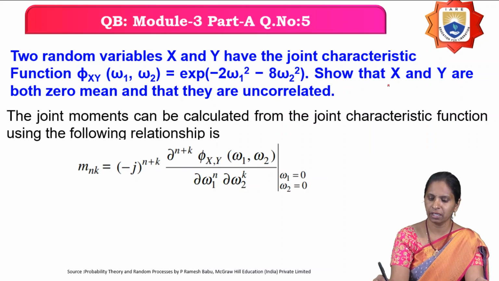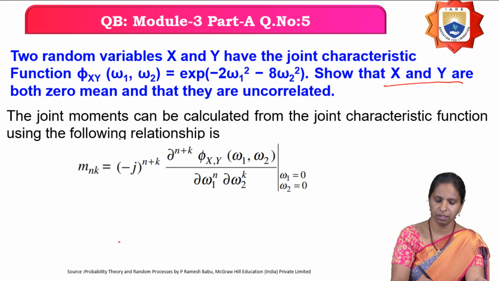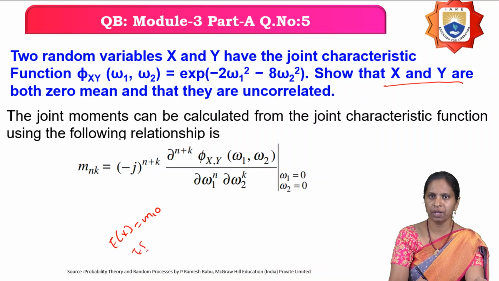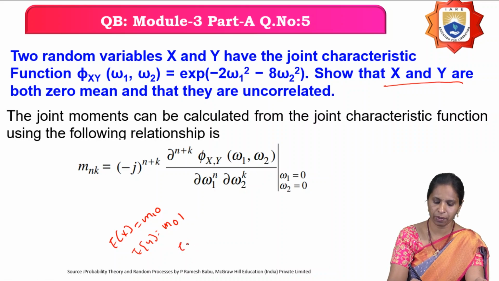In order to show that the mean of the random variable is 0, you have to calculate the mean of the random variable x, nothing but m10. And then you have to calculate the mean of the random variable y, nothing but m01. Next, what you have to show is that they are uncorrelated. For uncorrelation, the covariance Cxy should be 0. What is the Cxy formula?